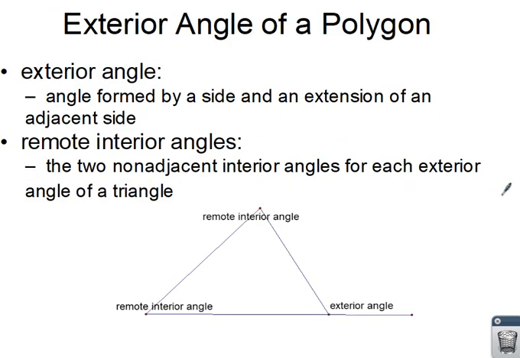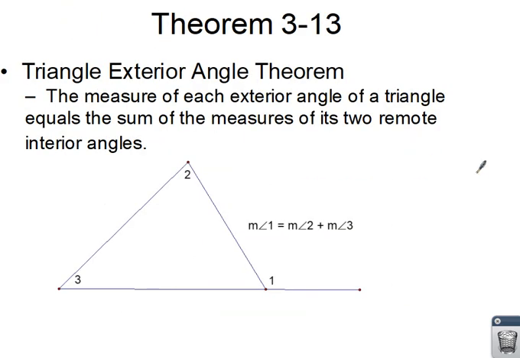A little definition here. An exterior angle is an angle formed by a side and an extension of an adjacent side. So in the picture, I put the exterior angle out here. It's this angle on the outside of the triangle, just like you extended one side out and there it was. Remote interior angles are the two angles that aren't touching the exterior angle. They're the non-adjacent interior angles. So if they're not next to the exterior angle, they're called remote interiors. These definitions are important for this theorem so that you understand what's going on.